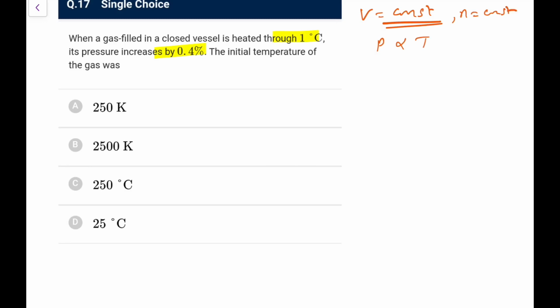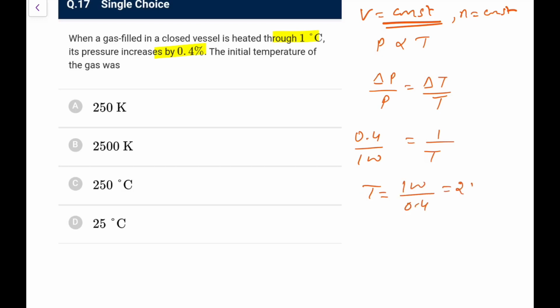So P is proportional to T, so what I can say is the fractional change in pressure, the percentage change in pressure, is the percentage change in T for a small change. So delta T is 1 upon, let's say, initial T, and delta P by P is 0.4 by 100. So T comes out as 100 upon 0.4, which comes out as 250 Kelvin. Go for option A in this particular case.